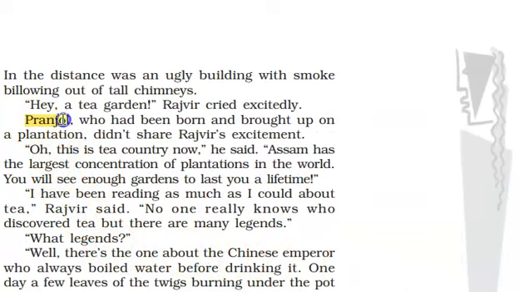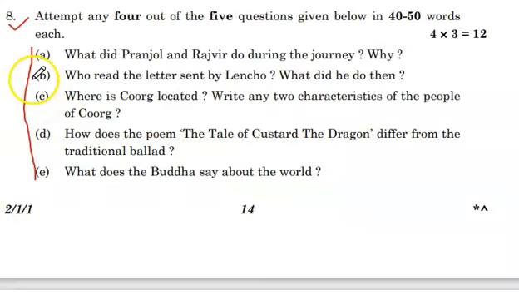Pranjal, who had been born and brought up on a plantation, did not share Rajvir's excitement. So these will be your answer, the highlighted part. Now let us move on to the next question. Look at question number B. Who read the letter sent by Lencho? What did he do then?